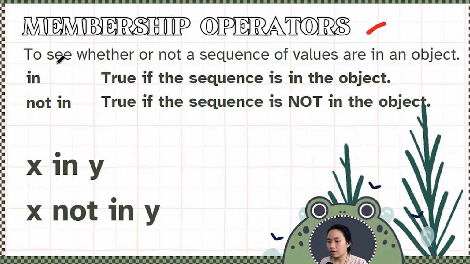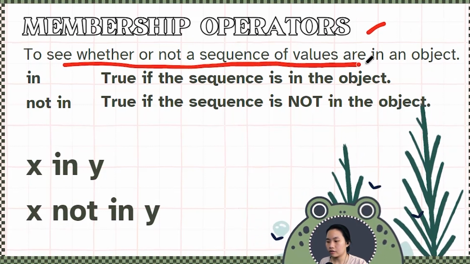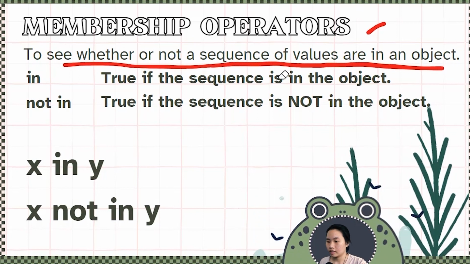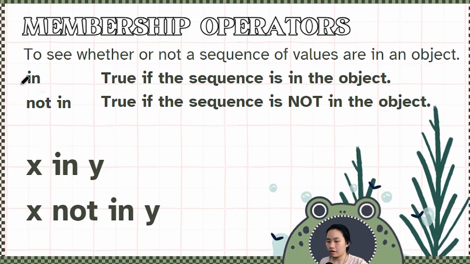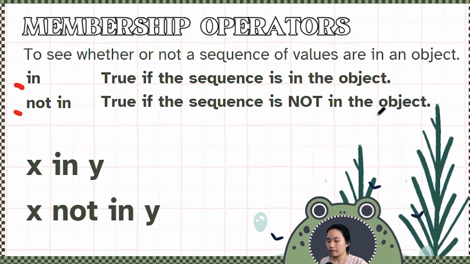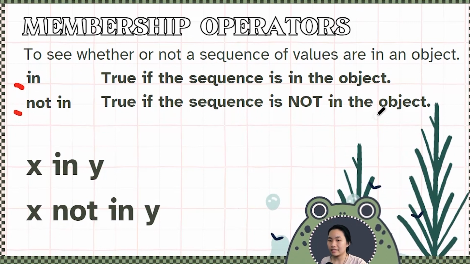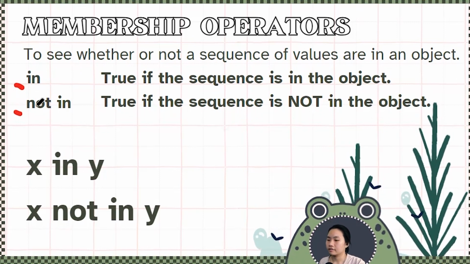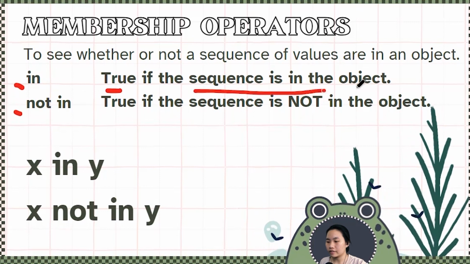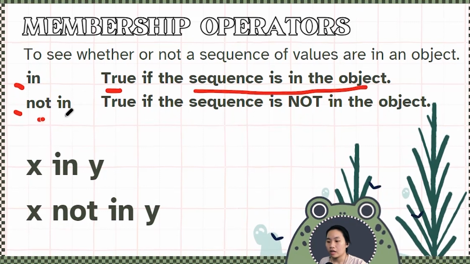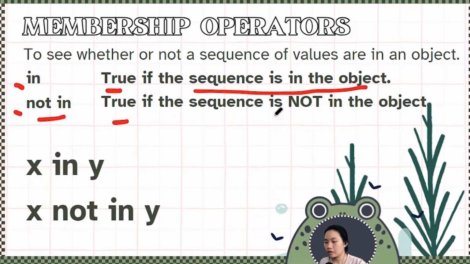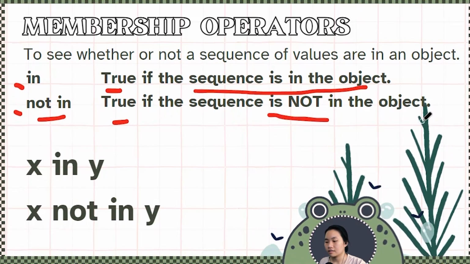Okay, so it sees whether or not a sequence of values are in an object. And our keywords are in and not in, very similar to is and is not. In will return true if the sequence is in the object. Not in will return true if the sequence is not in the object. Very, very basic, right? Very simple.